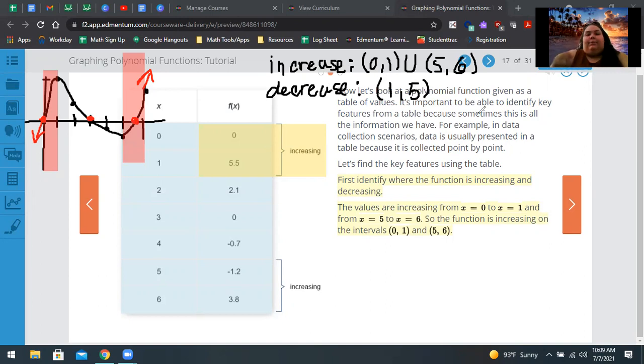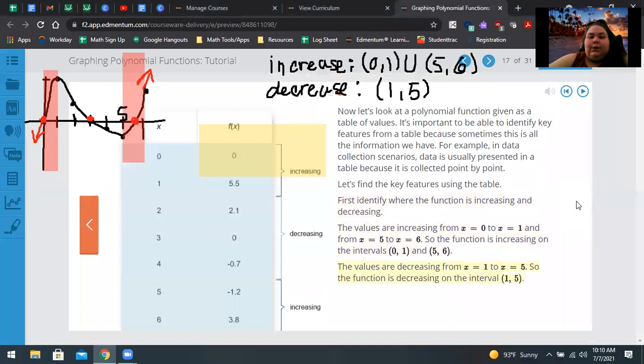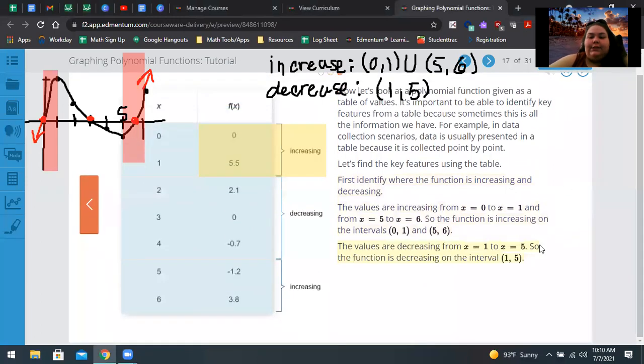That's it. But remember, especially right here, this 5 is the border of where it switches from decrease to increase. So we have to be very, very careful with that one right there. Let's go ahead and take a look at the next one. The values of decreasing, that's what we discussed. That is from 1 to 5.